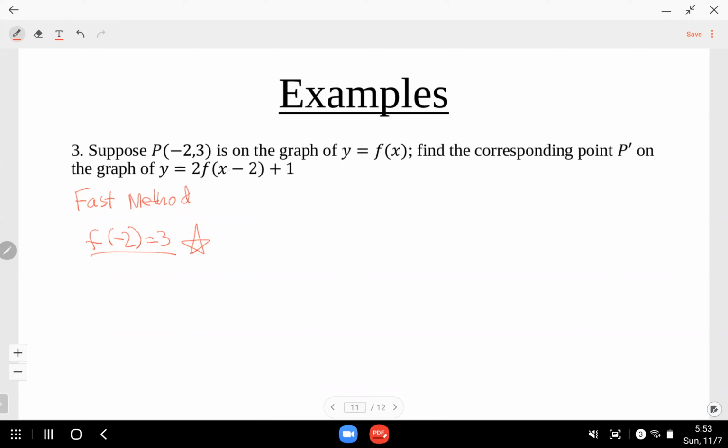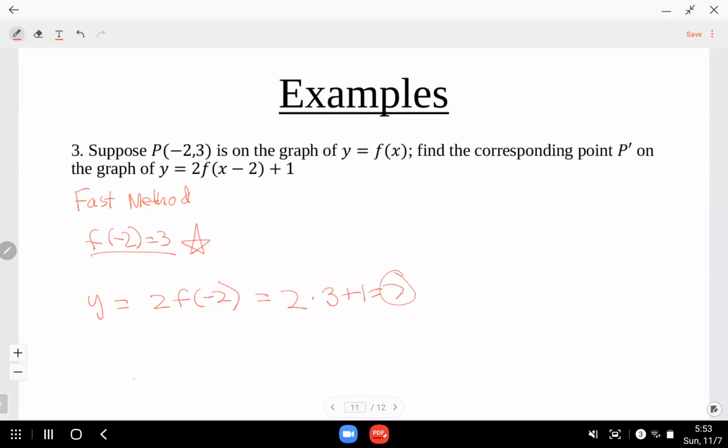I'm not going to worry about what's inside the parentheses yet. So let's do 2f of -2 equals, what does that equal? Okay, 2 times 3 plus 1 equals 7. All right, because this is the y value. Since this is the y value, we don't have to worry about what's in the parentheses, because we're just changing the y value now. Okay, so y value 7.